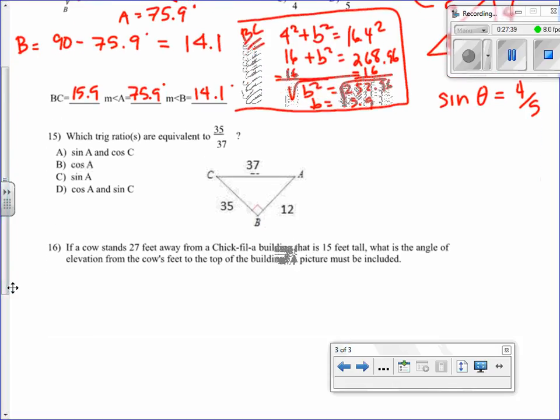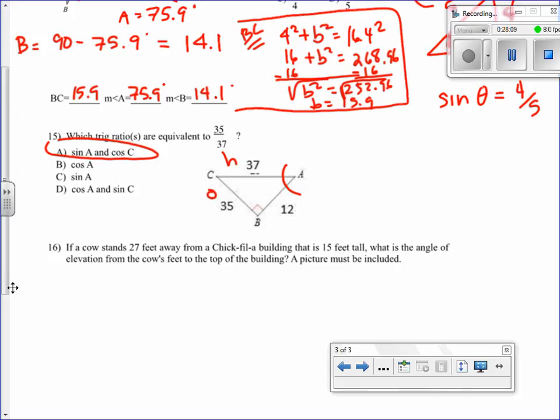Which trig ratios are equivalent to 35 over 37? This is just a thinking question. Right, this is A, because you just had to experiment. So it's either going to be something to do with A or C, either way. So if you just say, okay, here's A, I'm trying to get 35 over 37. So this would be opposite, and this would be hypotenuse. So that would be the sine of A. So you just had to kind of experiment with that one.